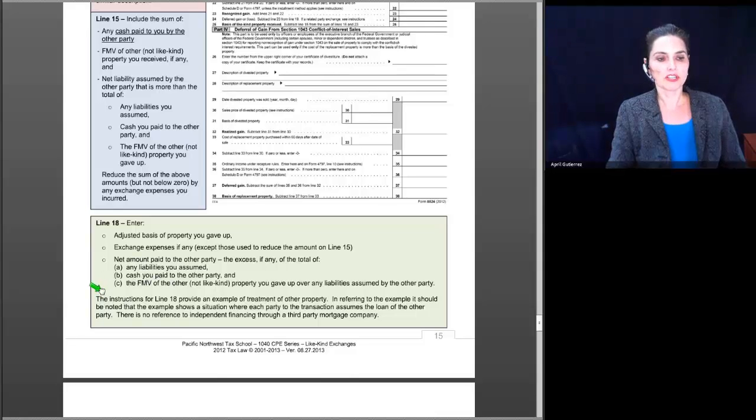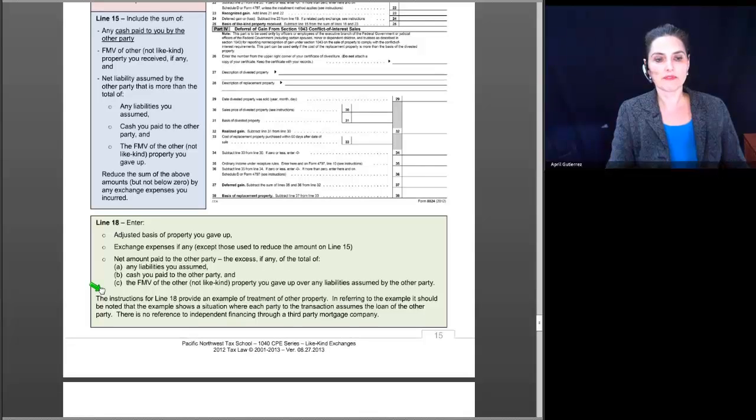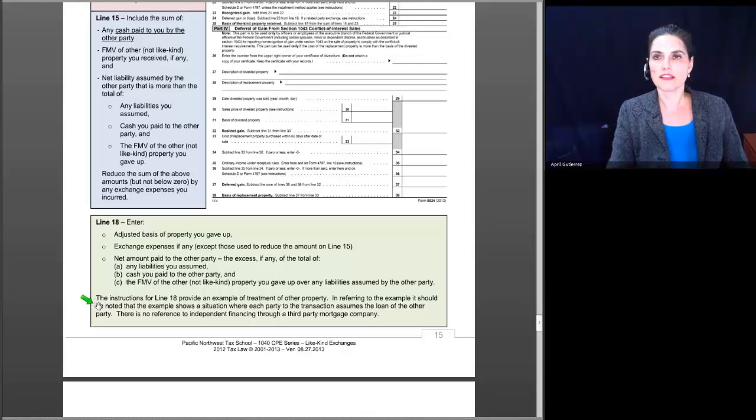Now, the IRS instructions for line 18 provide an example of treatment of other property. In referring to the example, though, you should note that the example shows a situation where each party to the transaction assumes the loan of the other party, and there's no reference to independent financing through a third-party mortgage company.